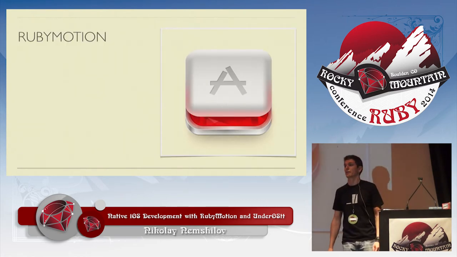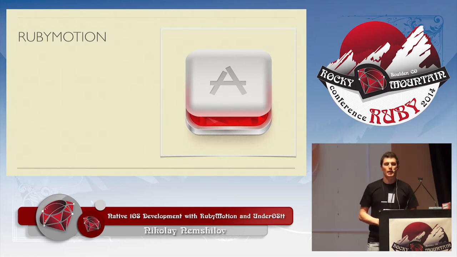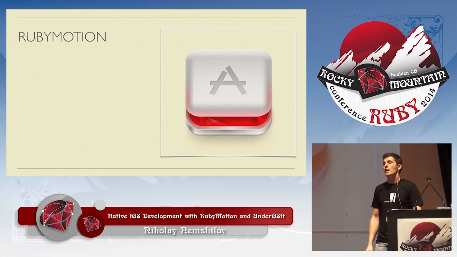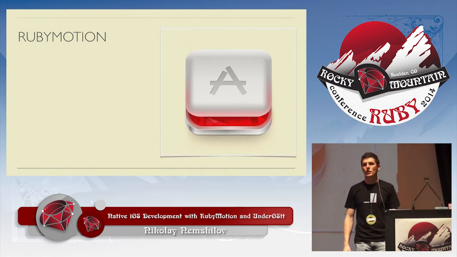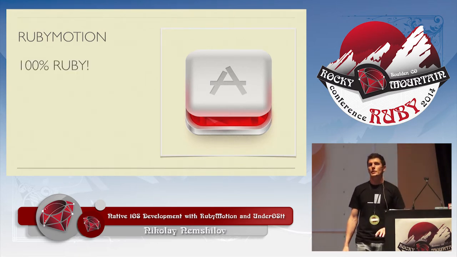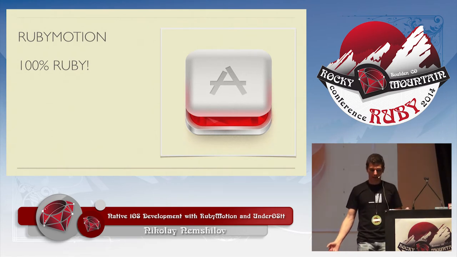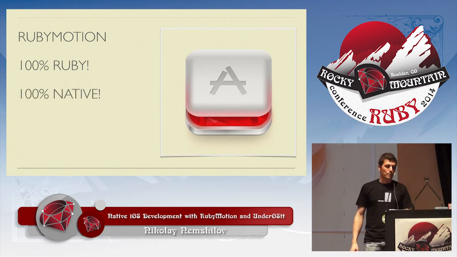Then RubyMotion appeared, right? RubyMotion is a project by one of the ex-Apple employees. What they've done is create basically a compiler for Ruby, which can convert Ruby into Objective-C and then down to a real native application. So the good thing is it's 100% Ruby, right? You can write all things in Ruby, and you know the language. The learning curve is much smaller. And it's also 100% native.